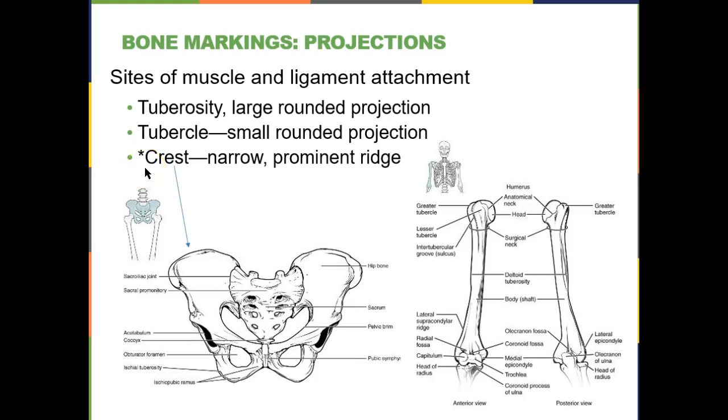A crest is relatively simple to see. It's just a large, prominent ridge that runs along the surface of a bone. So this is the iliac crest, because it is the crest on the top of your iliac bone, or the ilium.